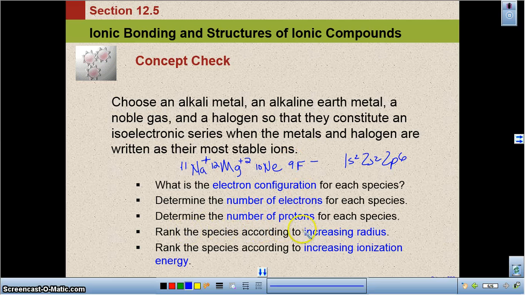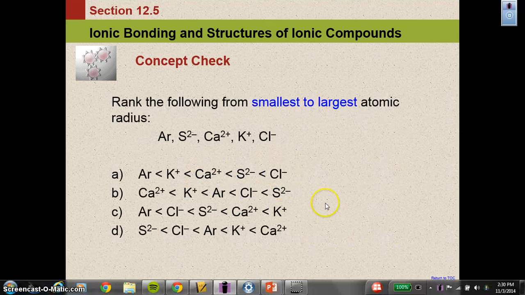Rank each species according to its increasing radius. Well, we know that positive ions tend to lose electrons and become much smaller, while fluoride ion is going to be larger because it gained an electron. I would say that the smallest would be magnesium, then sodium, then neon, then fluorine.